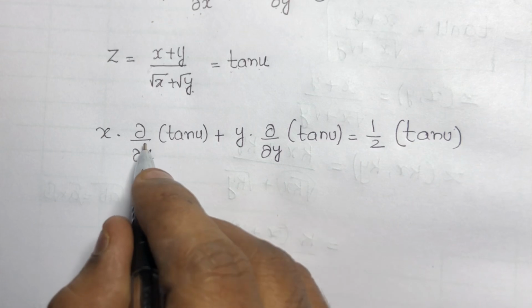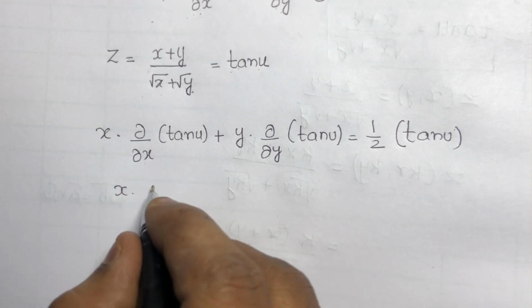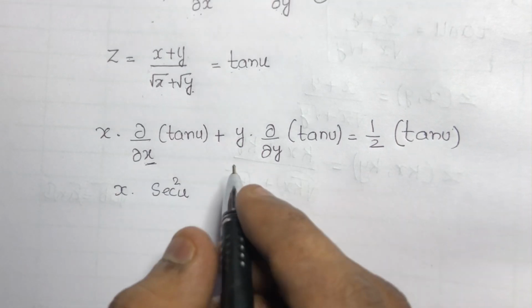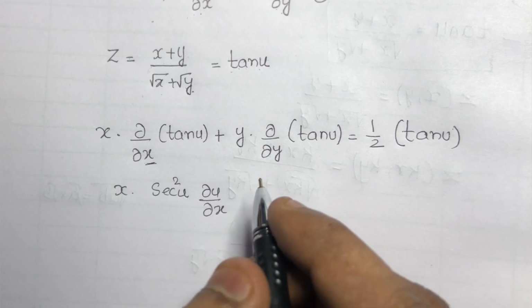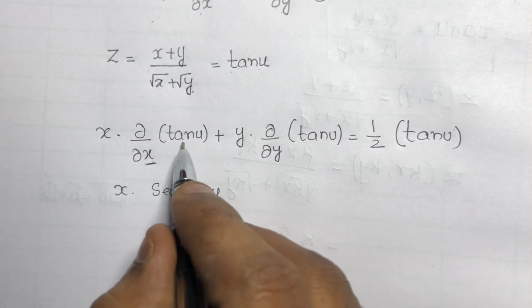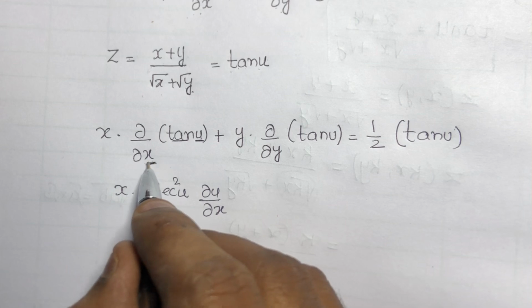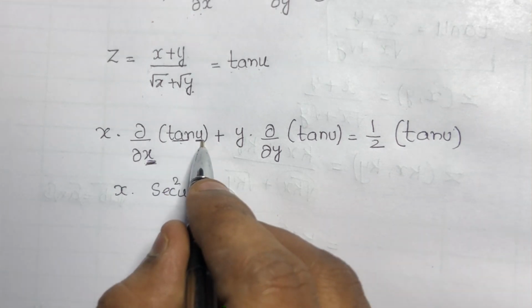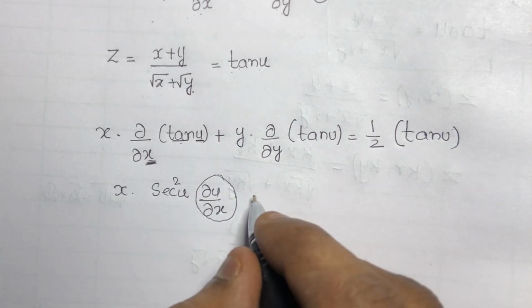So what is the ∂/∂x of tan u? It is secant square u, but we are differentiating with respect to x, so again ∂u/∂x. Be clear that tan is in terms of u, but partially we are differentiating with respect to x. Treat it like tan x, but in place of x we have u, so immediately do its partial differentiation.